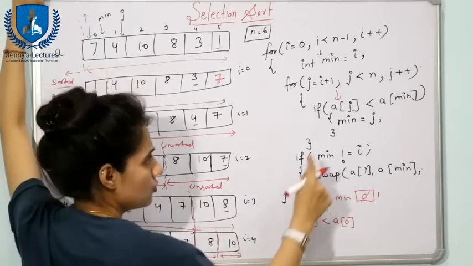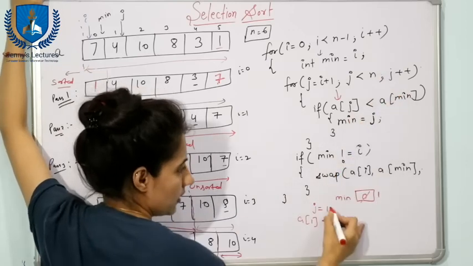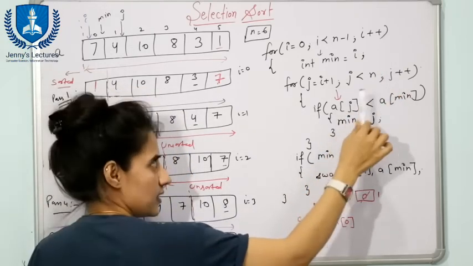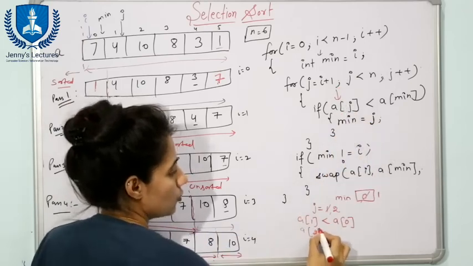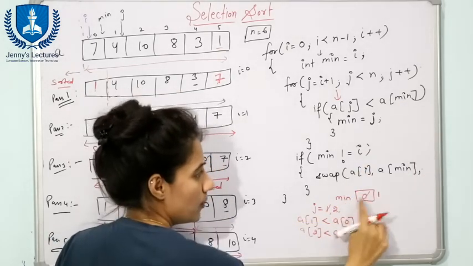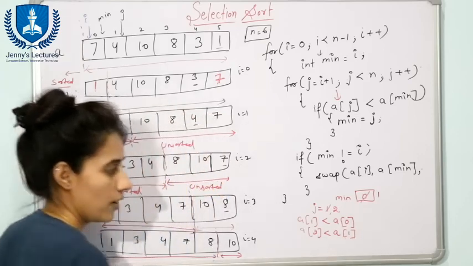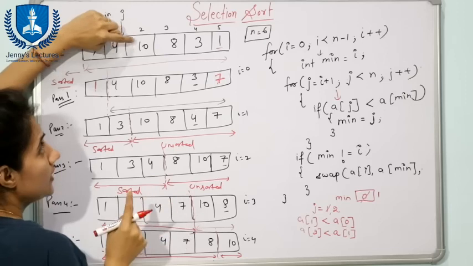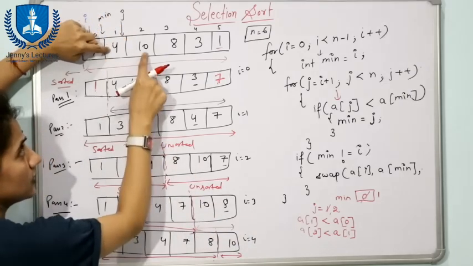Okay. Now see, after this one again j plus plus would be there. Now j value is 2, 2 is less than 6, yes, this condition is true, we will go into this loop. Now check a of j less than a of min, now min value is 1, so a of 1. See, now is a of 2 less than a of 1? a of 1 is 4, is this 10 less than 4?